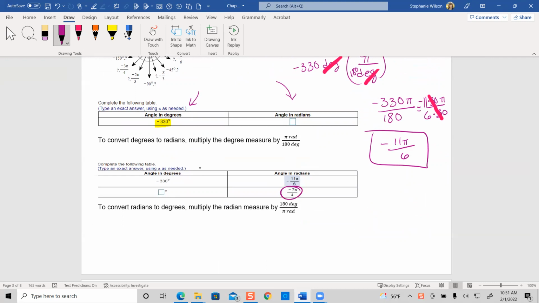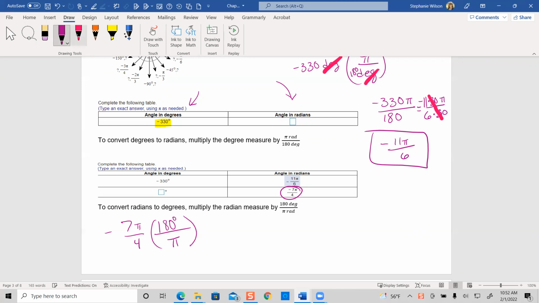We'll do the same thing. We're going to take this negative 7 pi over 4, and I want pi to go away. I want radians to undo. So I know the relationship: 180 degrees is equal to 1 pi. So I need the pi's to reduce, so I need it on bottom. And if you want to write the word degree, you can, or you can put the little symbol on top.